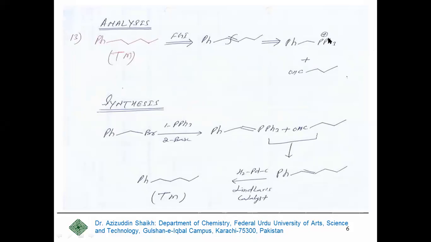This is the phosphorus ylide, the Wittig reagent, and this is the carbonyl compound. In the synthesis, this alkyl halide reacts with triphenylphosphine in the presence of base. This is the phosphorus ylide. It reacts with carbonyl compound, then you will obtain the double bond. And by reduction with hydrogen and platinum on carbon catalyst, you will obtain the single sigma bond. This is your target molecule.